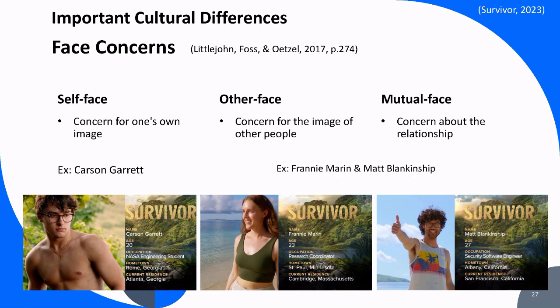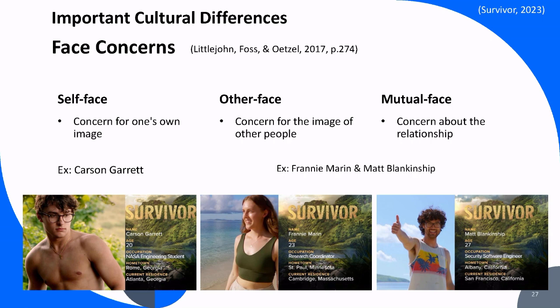On the other side, other face and mutual face, I'm using Franny and Matt together because they were both concerned for the other. Franny, especially so. Franny and Matt immediately had a bond, and they became an alliance of two. She was so concerned with Matt's image that if they were seen too much as a power couple, it might affect Matt's game, and they had to be careful with that.